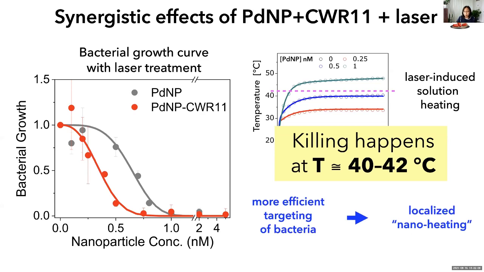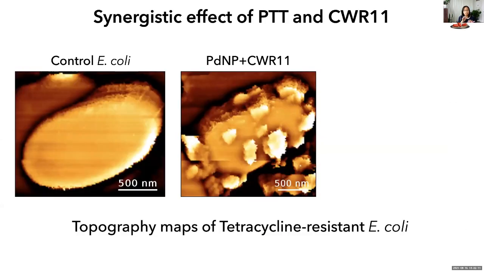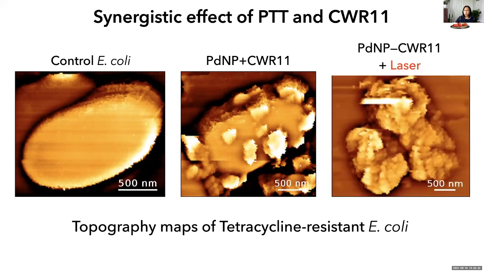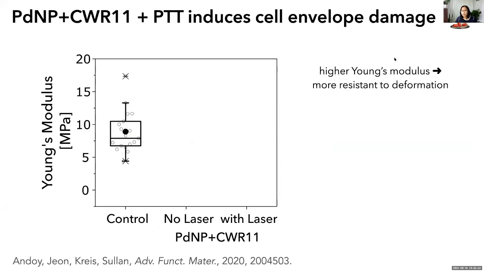To test that hypothesis, we compared the topography of bacterial membrane without anything, and bacterial membrane that is incubated with the nanoparticle in the presence of the peptide. You've seen this already, it attaches to the membrane. But then when we add the laser in addition, we observe this membrane ruffling, which is a very good indication of membrane being damaged. We tried to quantify this damage on the bacterial membrane, or bacterial cell envelope, via Young's modulus determination. Young's modulus is just one metric that we use to measure how resistant a material is to deformation.